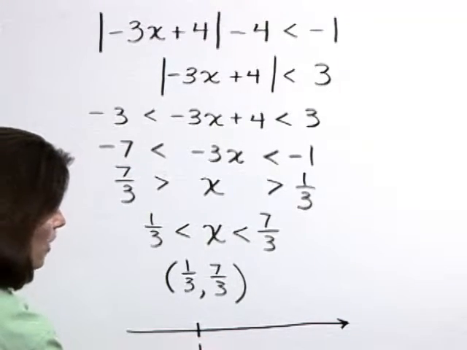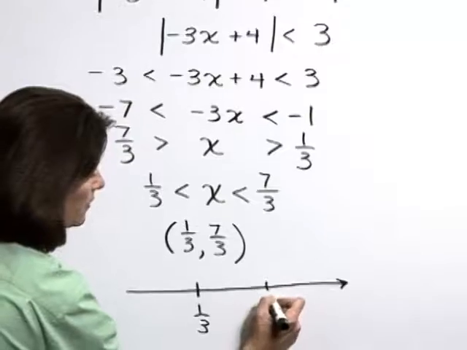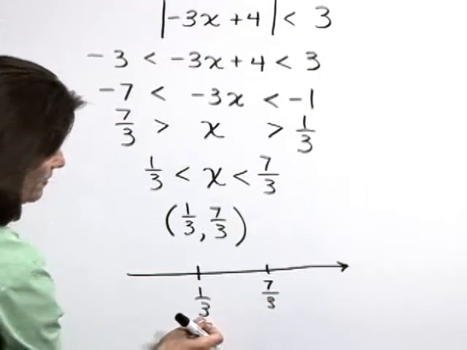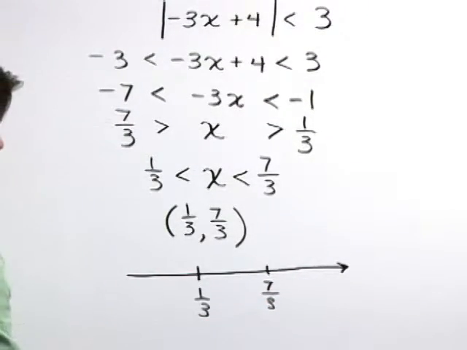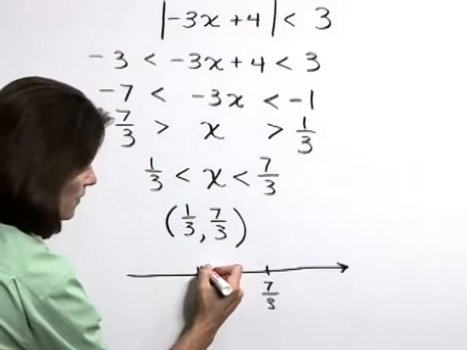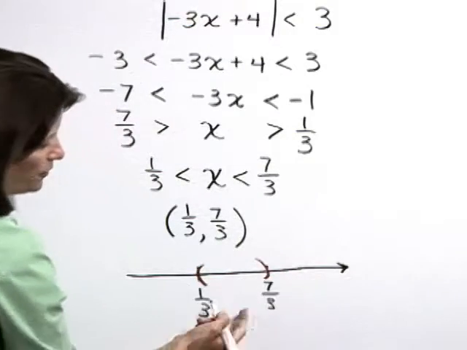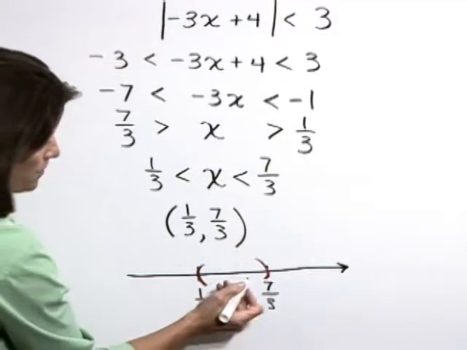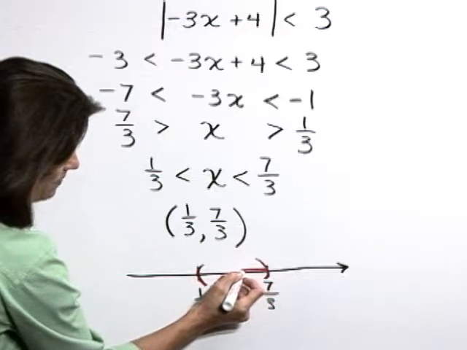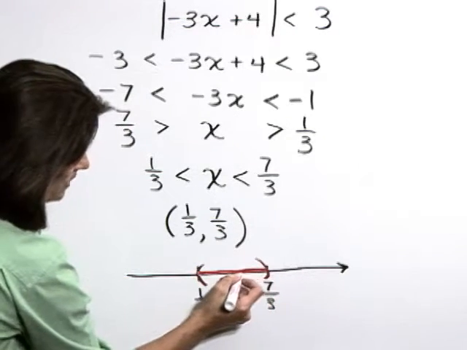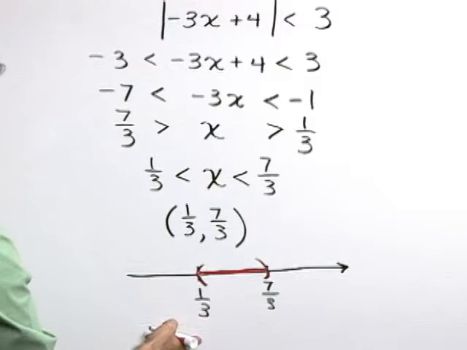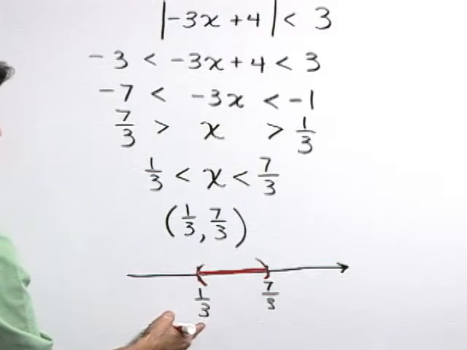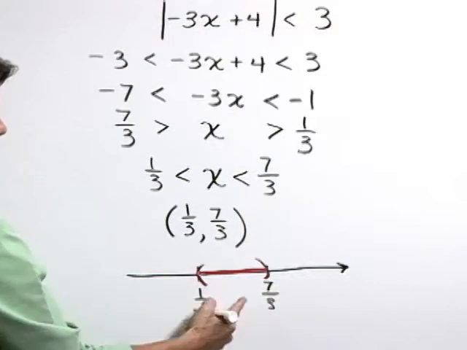Just identify 1/3 on your number line and 7/3 on your number line to the right of that, as it's larger. We'll use our same parentheses showing that 1/3 and 7/3 are not included in the solution. But then bold this area in between, indicating that numbers in between them are included in our solution, which is numbers from 1/3 to 7/3, not inclusive.